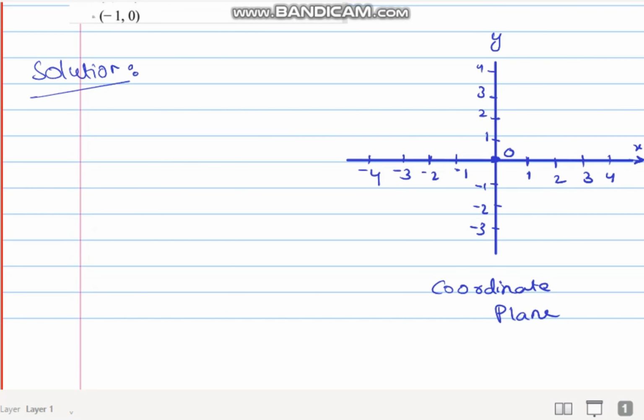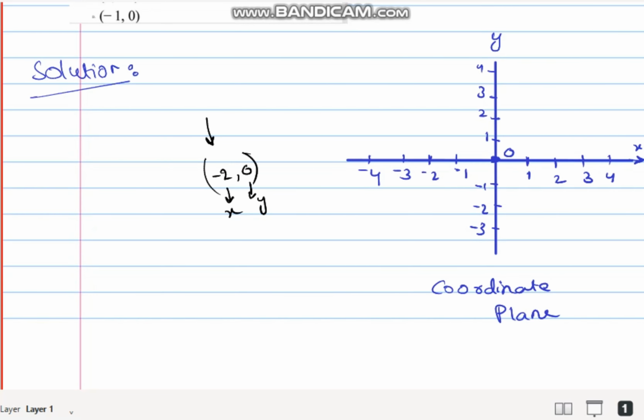What, teacher? Where is the point minus 2, 0 on this coordinate plane? Oh, I couldn't catch your question. Okay, this is the point we have. A point is always written in this form. This is x and this is y.